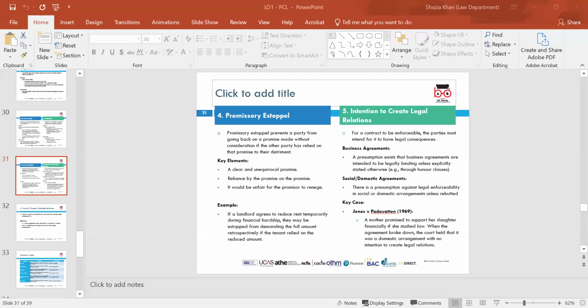The key case for that is Jones v Padavatton, 1969, where a mother promised to support her daughter financially if she studied law. When the agreement broke down, the court held that it was a domestic arrangement with no intention to create any sort of legal relations between them.